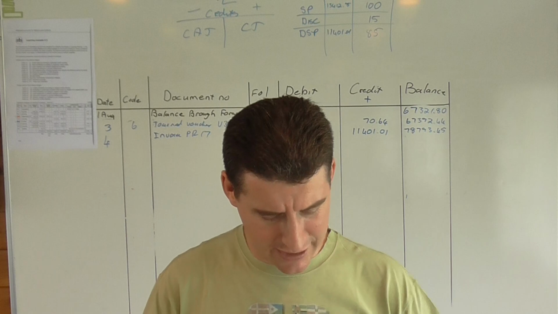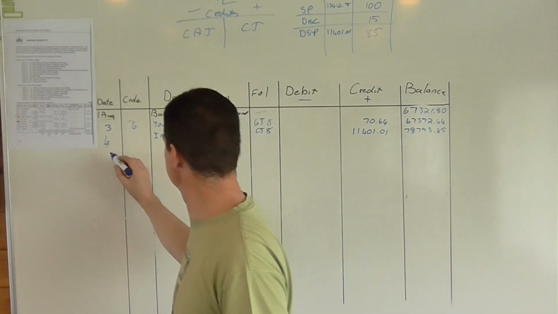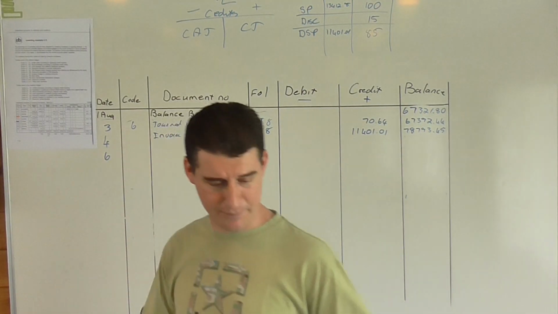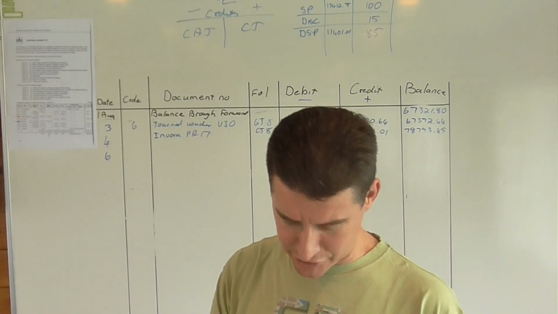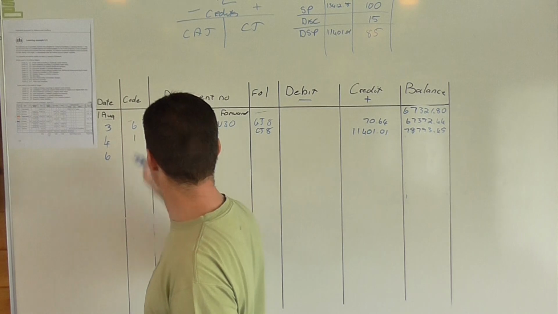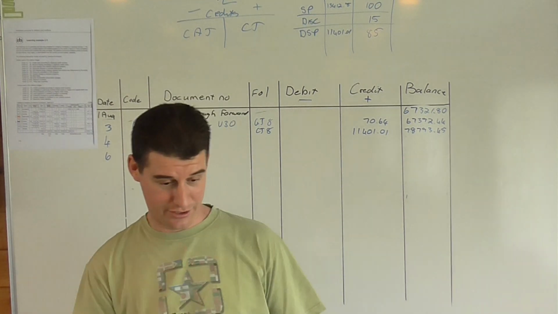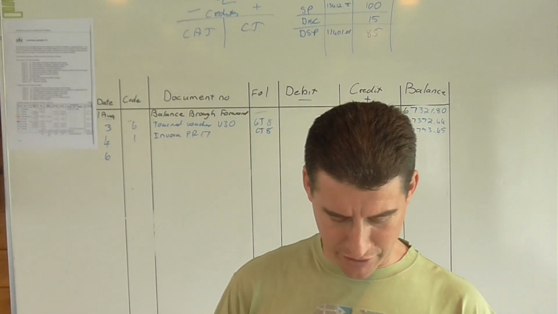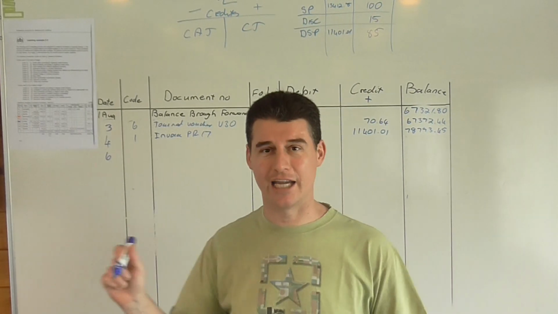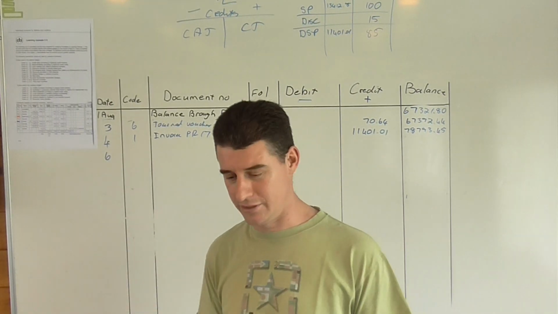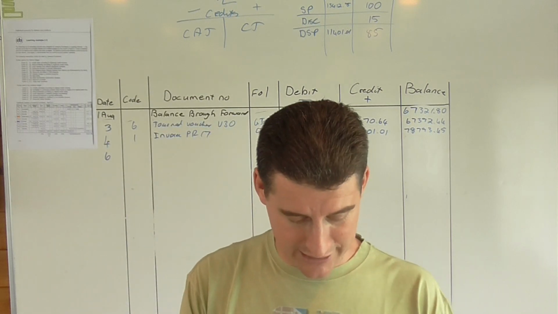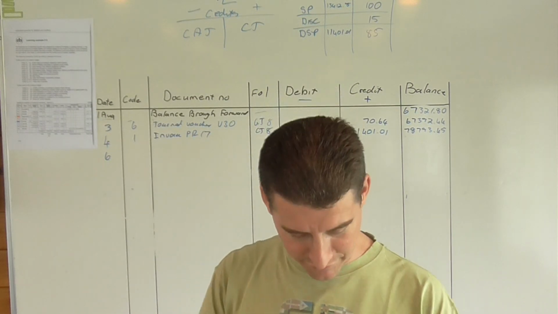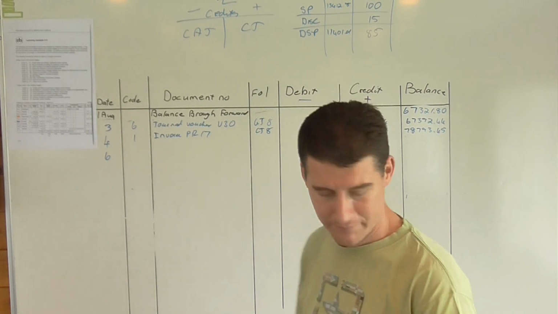We received, okay, on the 6th. Oh wait, I never put the code in there, sorry. So the code for credit purchases will be code number 1. Don't forget the codes. As far as I remember, you get a mark for each and every line. So if you forget a code, you lose 1 mark or a part of a mark. So please just make sure you fill in every line.